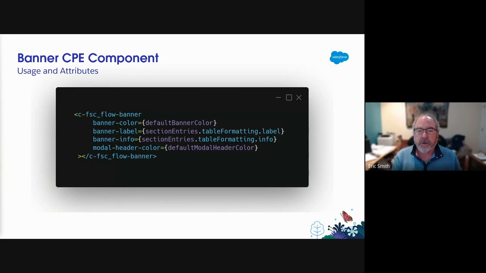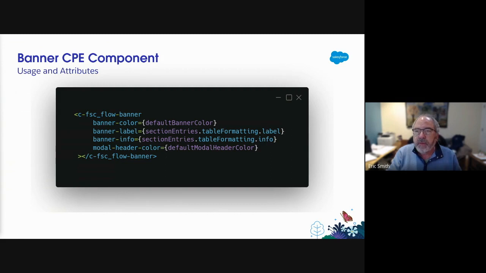Putting this to use, it's fairly straightforward. The banner component itself, you put into your template or your HTML piece of your code, and you basically are just giving it the color of the banner, the color of the banner for the modal, and then what the label is, and then some additional information on what some of the entries are for the formatting of that help information.